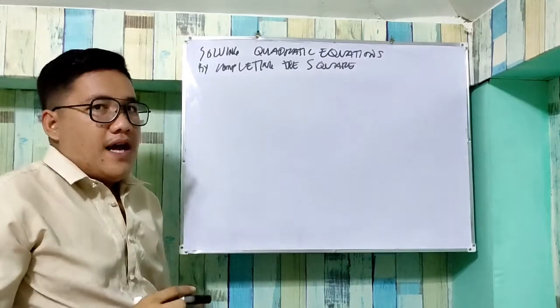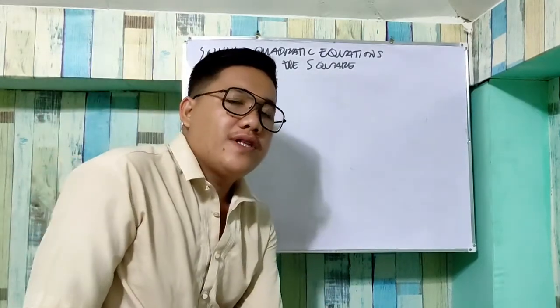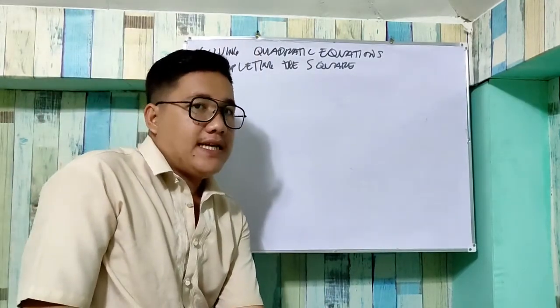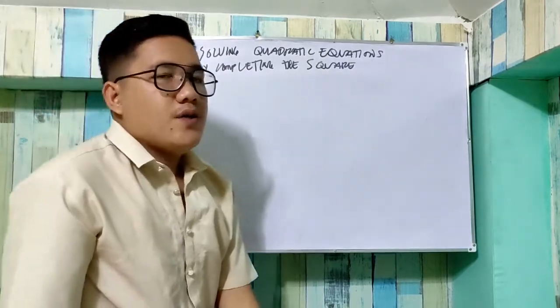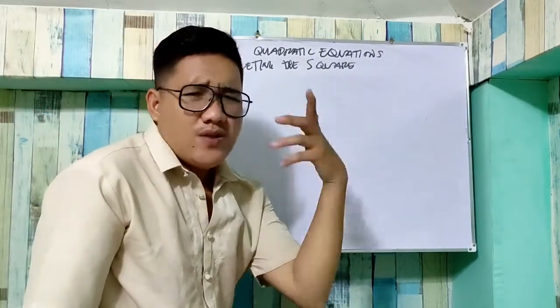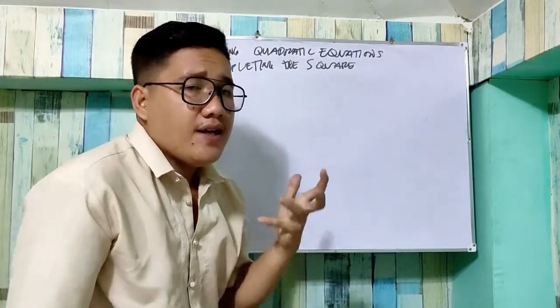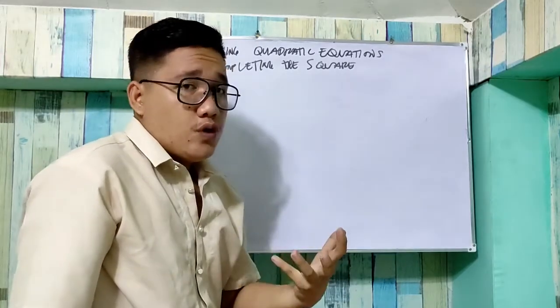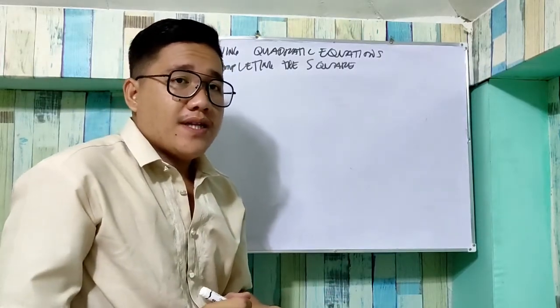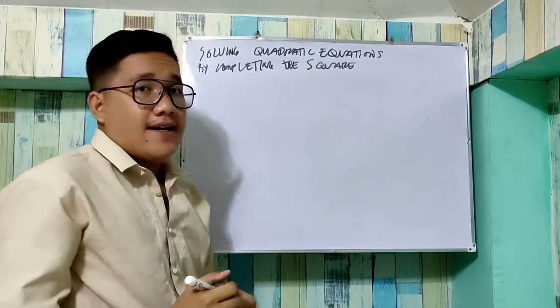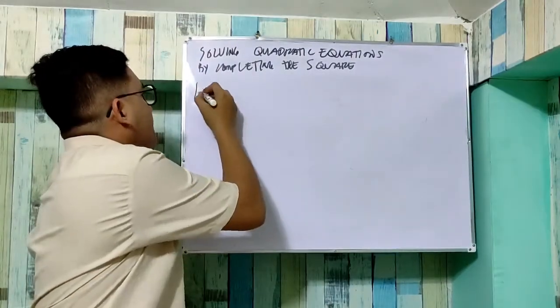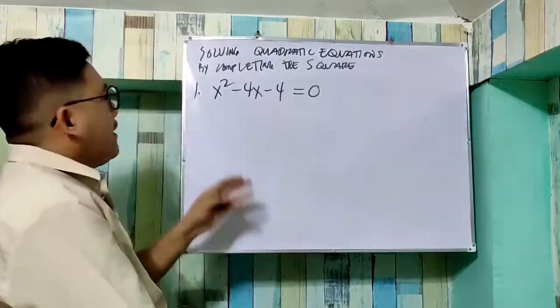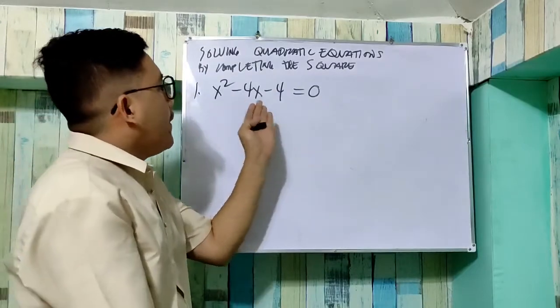So now, how are we going to solve quadratic equation by completing the square? So, meron actually 8 steps. So, hindi ko na sa inyo iisa-isahin, diretsuhin ko na kayo, and ituturo ko na sa inyo yung pag-solve ng quadratic equation by completing the square. Say for instance, example number 1. Okay, so we have x squared minus 4x minus 4.